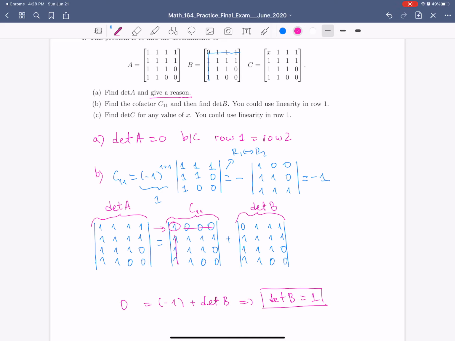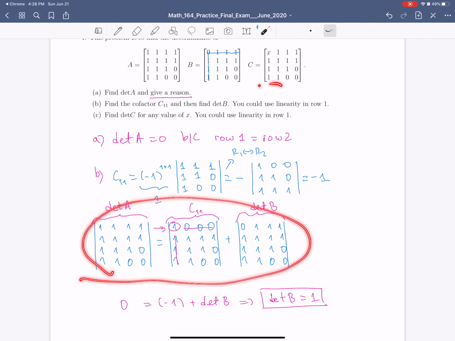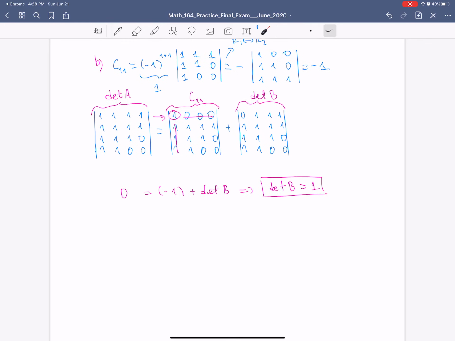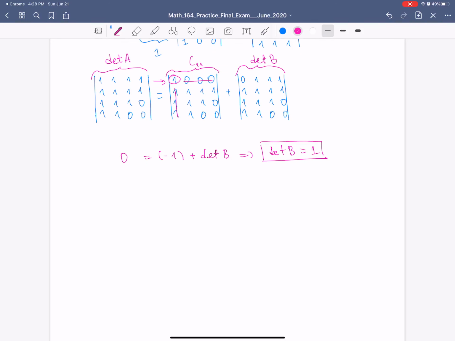Then it says, find the determinant of C for any value of x. You could use linearity in row 1. Now, how would you change this to fit the matrix C? Obviously, you would write an x here. So when we go to part C, I will write here the determinant of the matrix C.